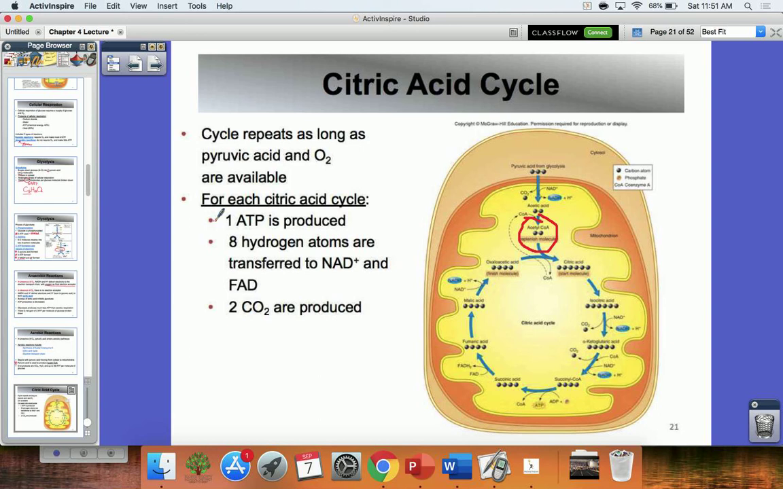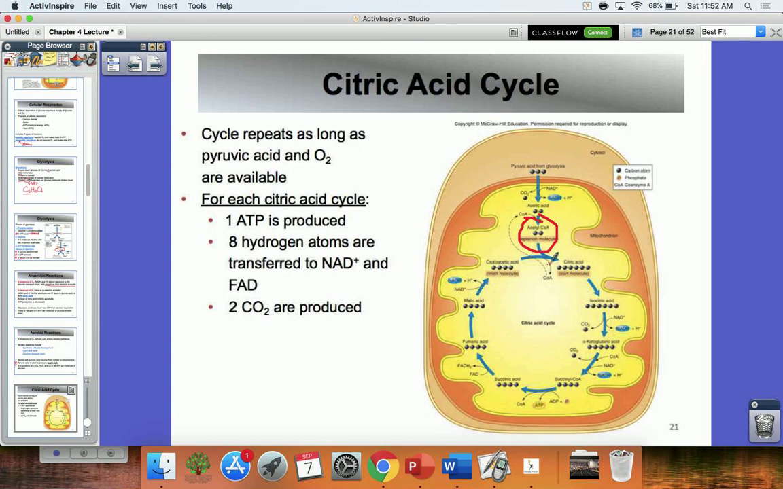So the answer to that would be, hopefully, 2. Now you're probably saying, well, 1 is right here. But this is saying for each turn of that citric acid cycle. And for each turn, we only have one pyruvic acid molecule that comes through. So that one pyruvic acid molecule will come through, it'll go through this cycle, and we'll have one ATP produced. But remember, glycolysis will produce two pyruvic acid molecules. And so since we have two pyruvic acid molecules, one will go through, produce one ATP, and then the next will go through the citric acid cycle and produce another ATP. So from one glucose molecule, we have produced two ATP from the citric acid cycle.